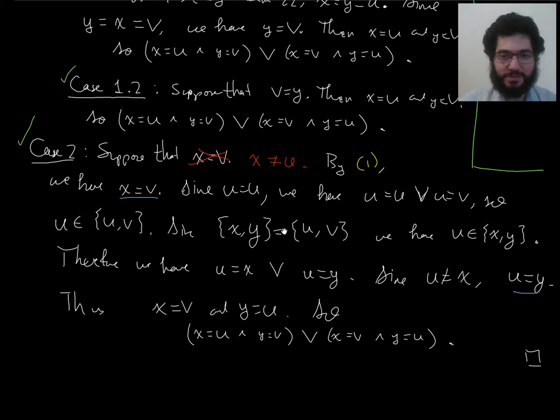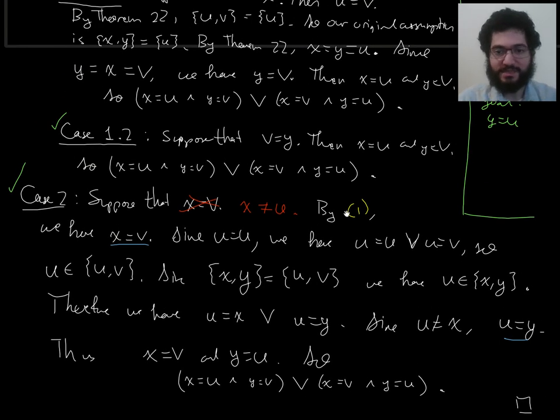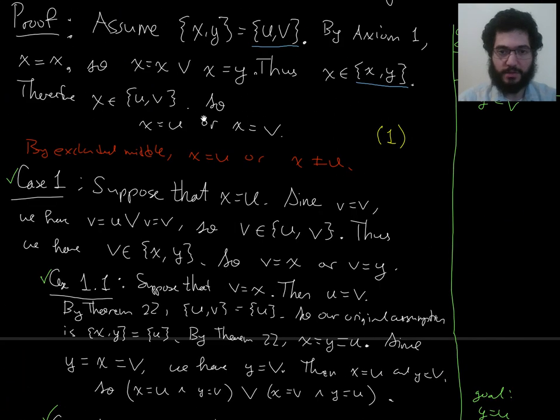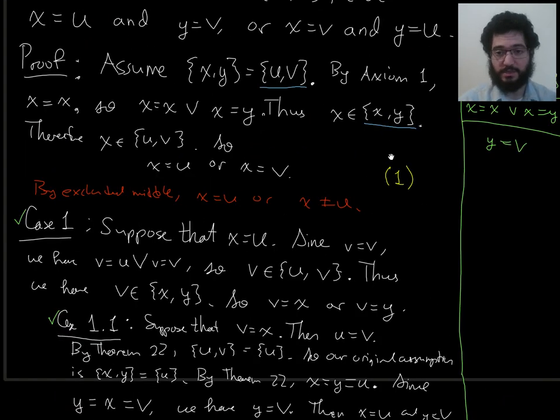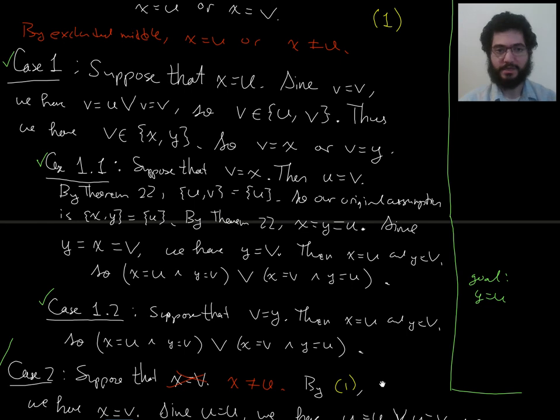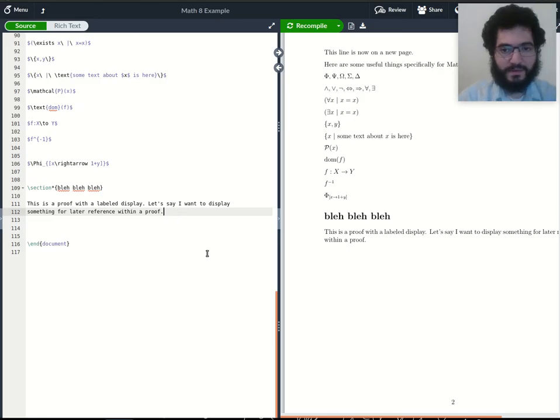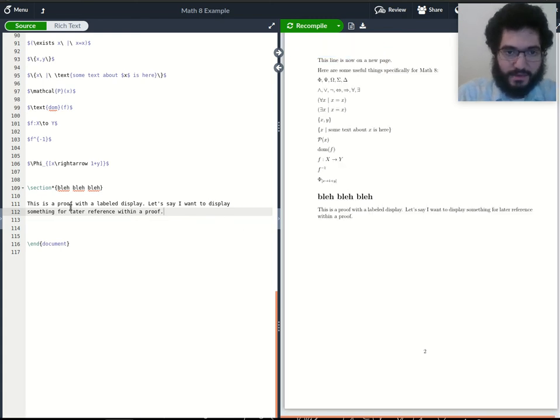Okay, one more thing I want to show you in this video is how to do this referencing thing, where you label a certain display so that you can then reference it later. Of course, you can just stick a number there and then use the number later, but there's a much nicer way. Okay, so here's an example. Let's say I'm trying to write a proof with a display that has a label, and I want to label it so that I can reference something later in the proof.